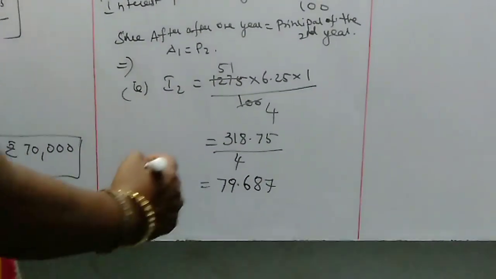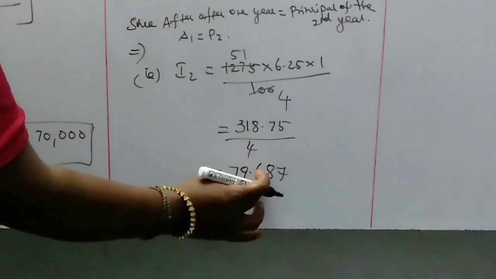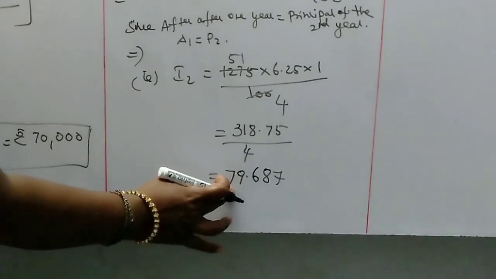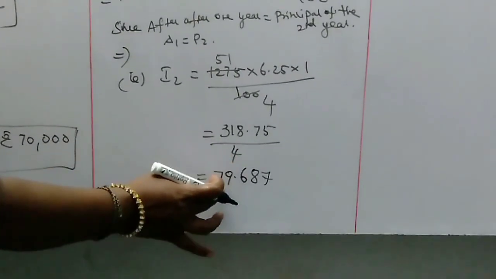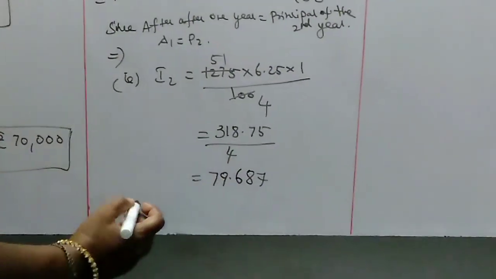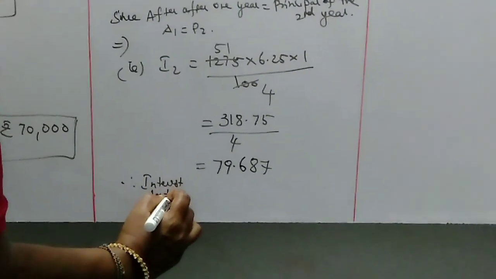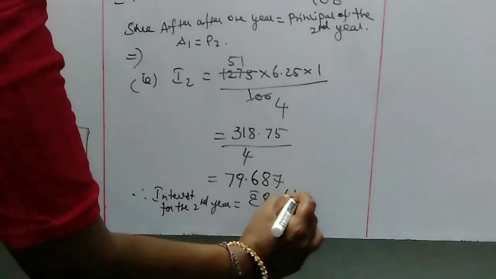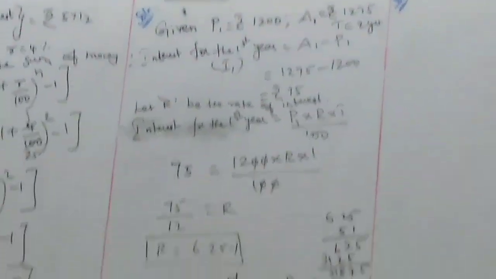You want to bring the answer correct to the nearest rupee. So we take the first value after the decimal. If this first value is 5 or greater, we will add 1 to the whole number. If it is less than 5, we will write it as it is. So therefore, the interest for the second year equals rupees 80. That is to the nearest rupee, as they have asked us, which is what we want to find.